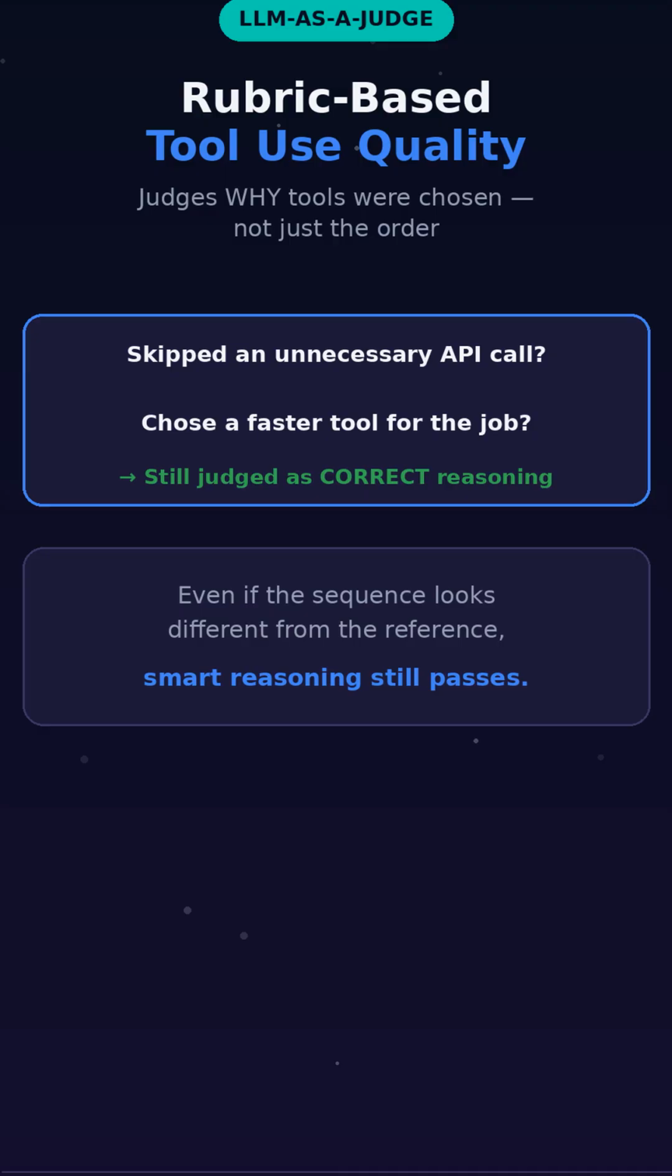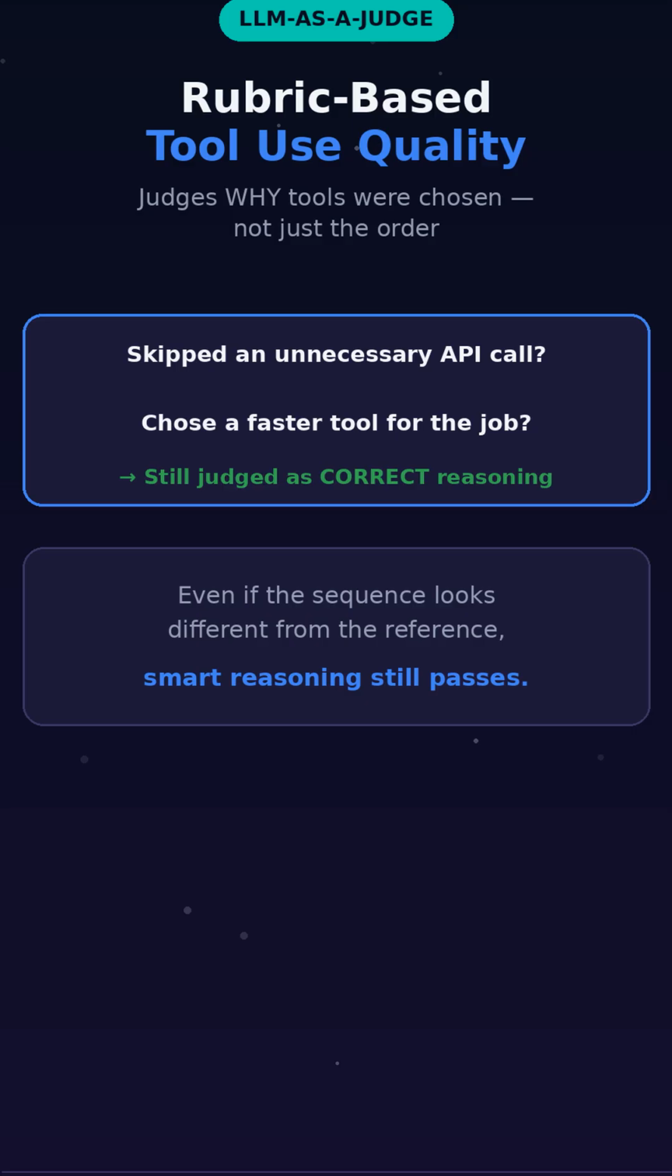A strict trajectory comparison might penalize this because the sequence looks different from the reference path. But the reasoning behind it was actually smart and efficient. The LLM judge evaluates the intent and outcome, not just the literal sequence, so this kind of smart, efficient tool use still scores as correct.